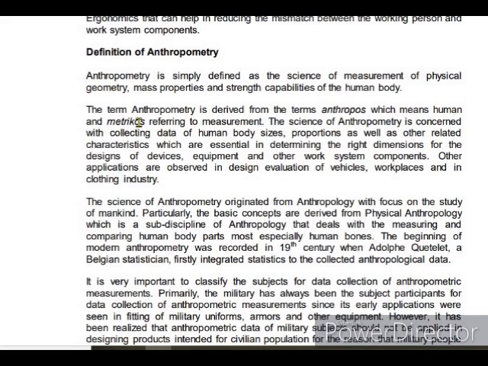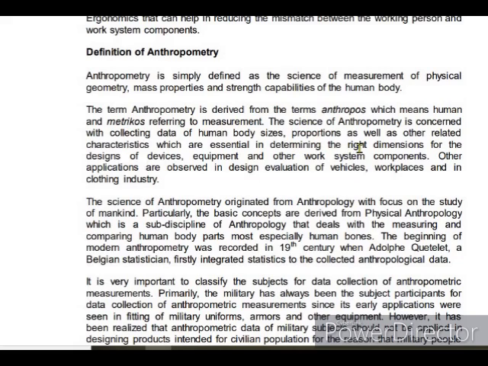There are many properties of that. Lightness, heaviness, etc. And strength capabilities of the human body. So what are the strengths of your user? So we can study them in anthropometry. So the term anthropometry is derived from the terms anthropos, which means human, and metrikos referring to measurement. That's why it is a study of human measurement.